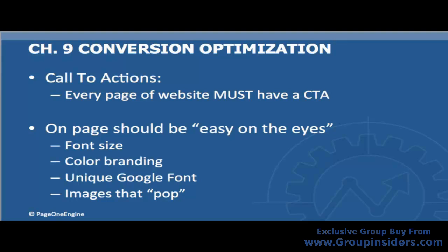Now all on-page elements of the website should be easy on the eyes. What I mean is you should have a really good sized font. You should have a good branded color on all the headers, H1 tags, all the footers, all that stuff. You also should have a unique Google font. You can download the plugin WP Google Fonts and pick out a font that looks different than the standard Times New Roman and all that stuff. I use it for all my websites as well.